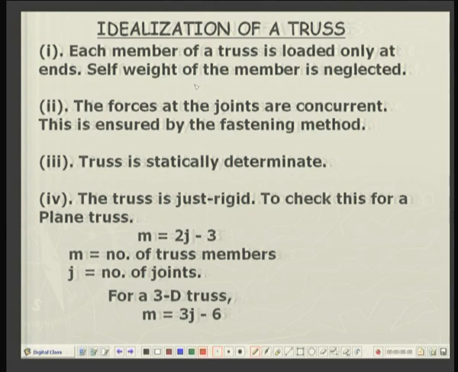The fourth idealization or simplification is that the truss is just rigid. Well, what is a just rigid truss? There are 2 types of trusses, just rigid and over rigid. In the case of an over rigid truss, if we remove one member, the truss does not collapse. It can still maintain its shape and take up loads. But in the case of a just rigid truss, if you remove one member, the whole structure can collapse as soon as you apply the load.